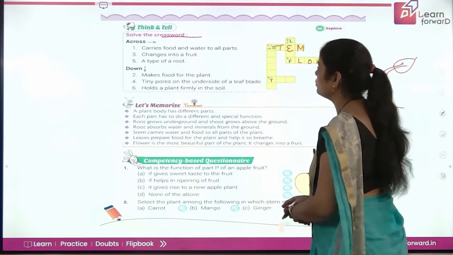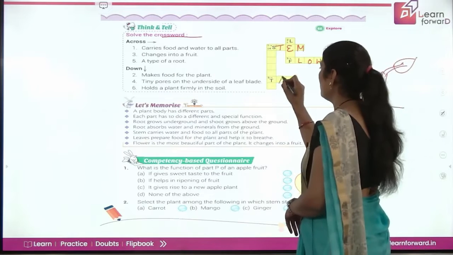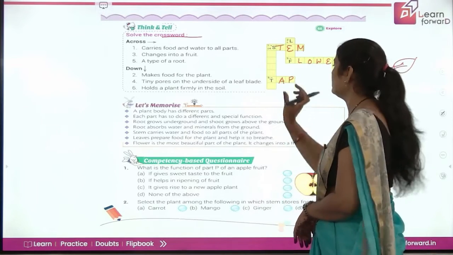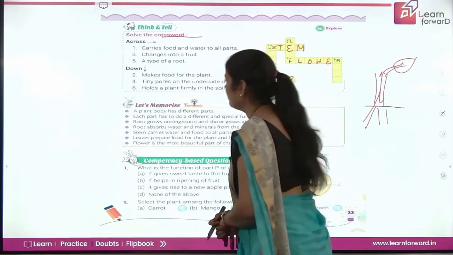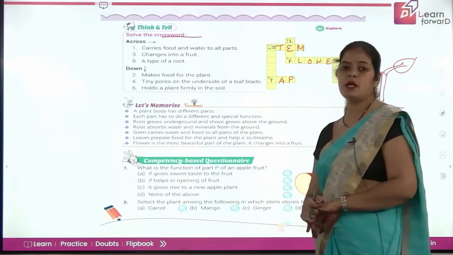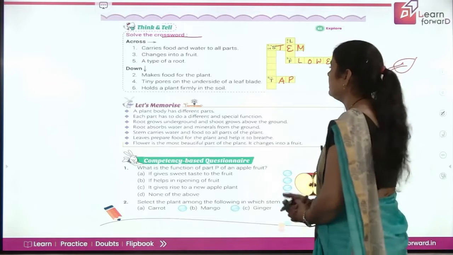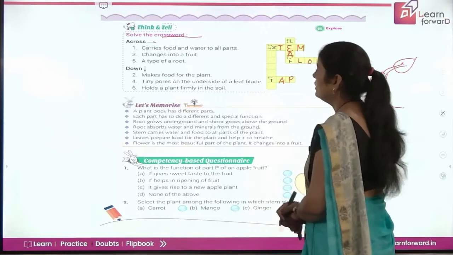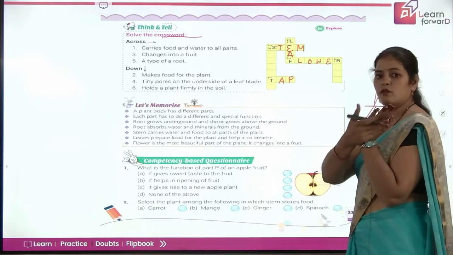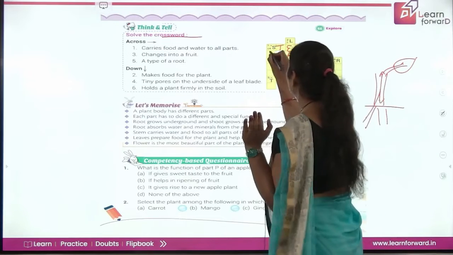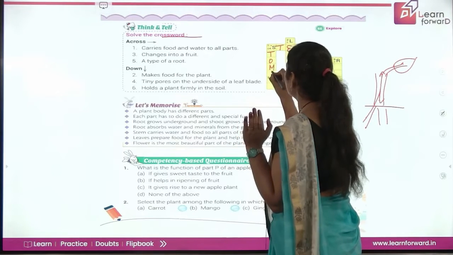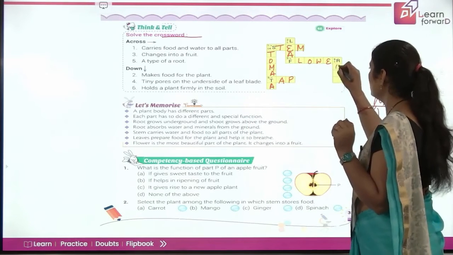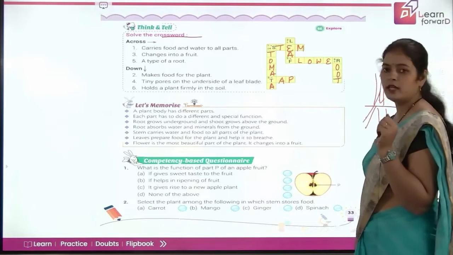Next is a type of root. Only two types of root are there, taproot and fibrous root. Here it is a three letter word, so it is taproot. Down you have to answer, makes food for the plant. Which part of the plant makes food, or is called the food factory of the plant? Yes, correct. Leaf. Now, tiny pores on the underside of the blade. What are the pores called? Stomata. And the last one, holds a plant firmly in the soil. So it is root.